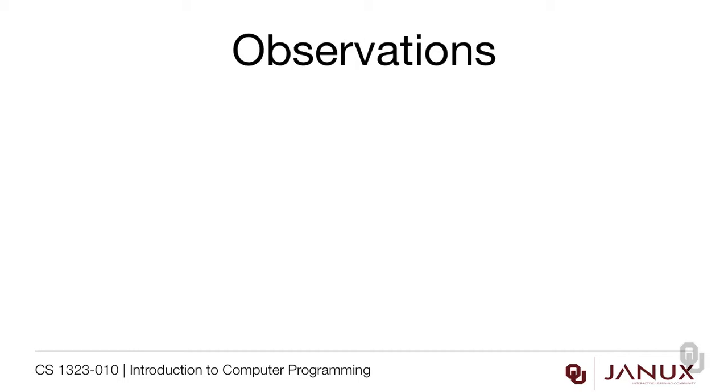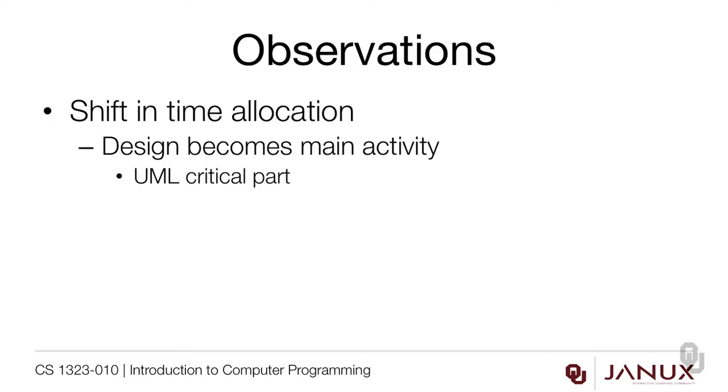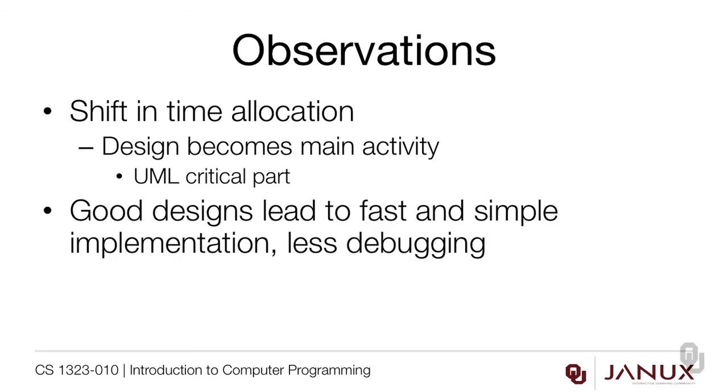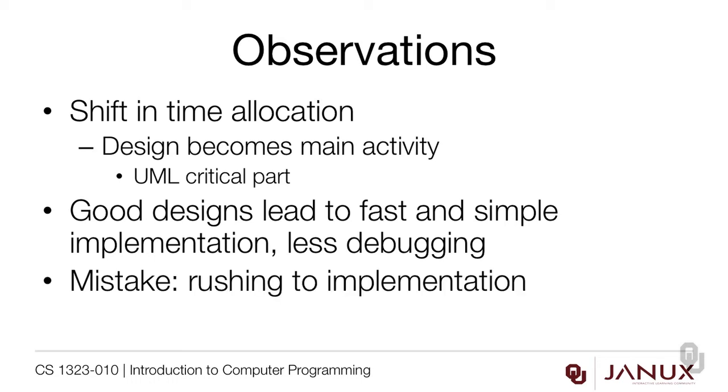So let's make some observations about where we're going with programming now. You'll probably notice there's a shift in time allocation happening. Design becomes the main activity, with UML being the critical part. Good designs lead to fast and simple implementation and a lot less debugging. So the time you spend on design should save you time on implementation. Now, obviously, it takes some time to get to the point where that's really true.